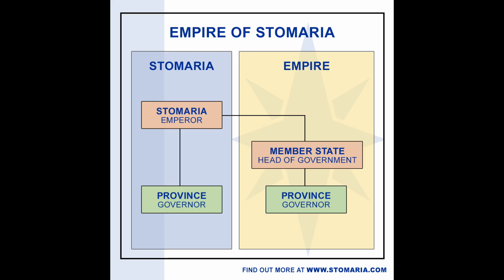Then in 2024, we also scrapped the observer state tier and restructured the empire into the form that it takes today, with member states being any nation that forms a part of the empire, regardless of whether or not they have land. The territory of Stomaria and all the member states of the empire, if they have it, is divided into provinces, each of which has an appointed governor.